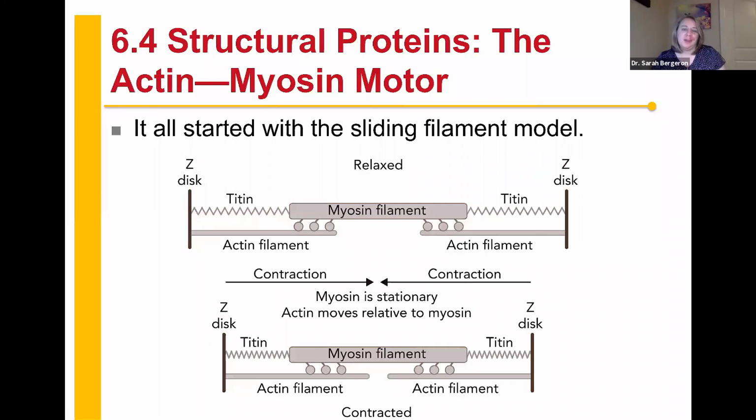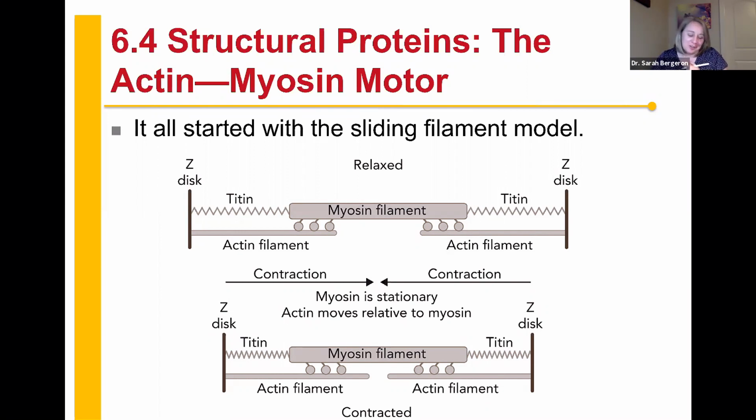All right, we are on chapter 6, section 4, and I have to say, this is one of my favorite sections. I know it's really short compared to the others, but it's really awesome. I hope you love actin as much as I do. So we're going to talk about the third type of protein from this chapter, and that is a structural protein.